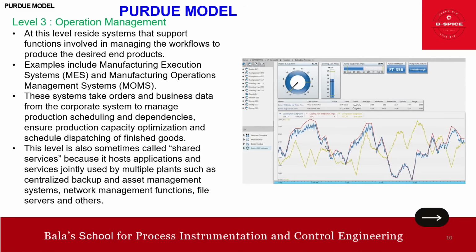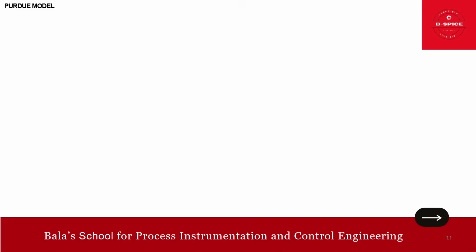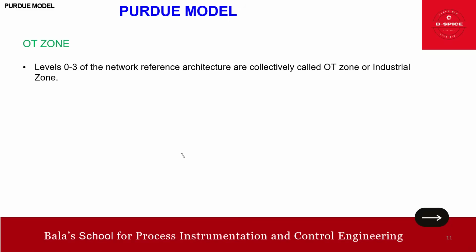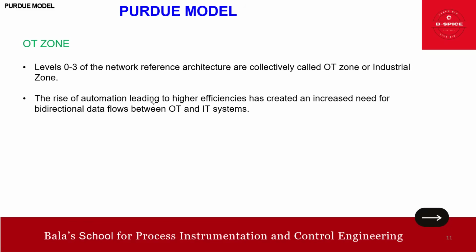So far we have covered 0, 1, 2, 3, right? To sum up, friends, OT zone. All these levels 0 to 3 of the network reference architecture are collectively called the OT zone or industrial zone. The rise of automation leading to higher efficiency has created an increased need for bidirectional flow between OT and IT. I hope you agree, right?